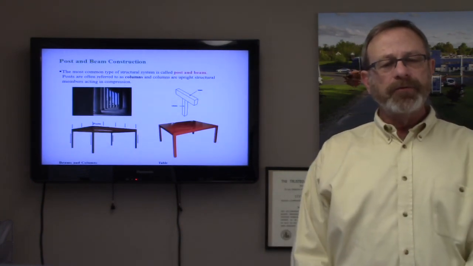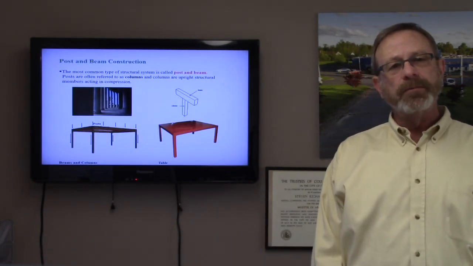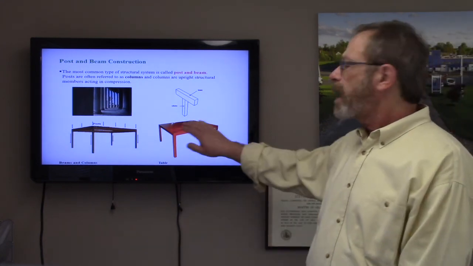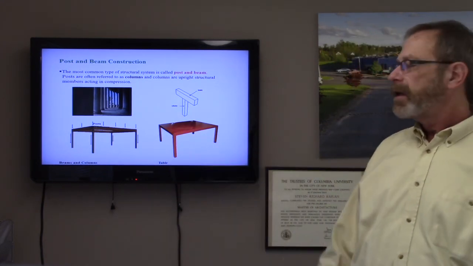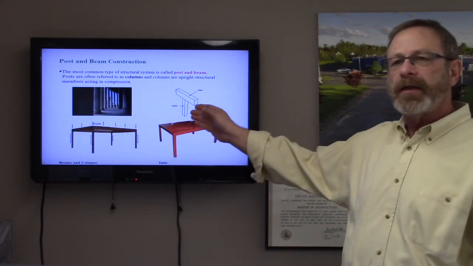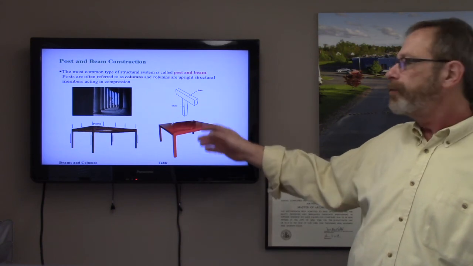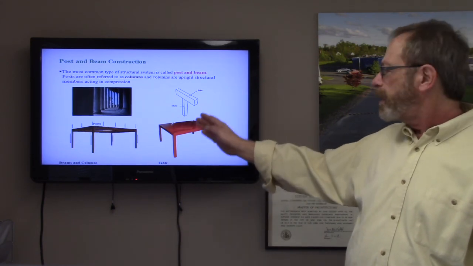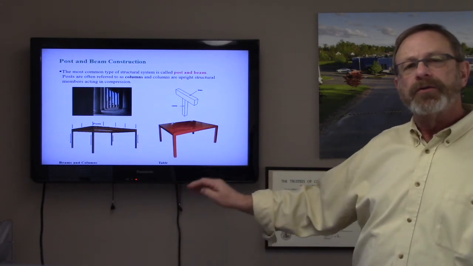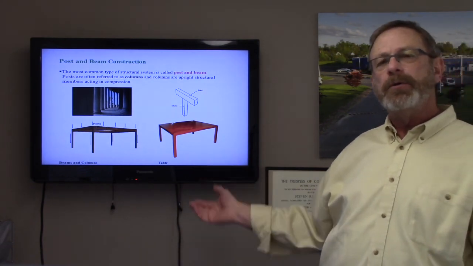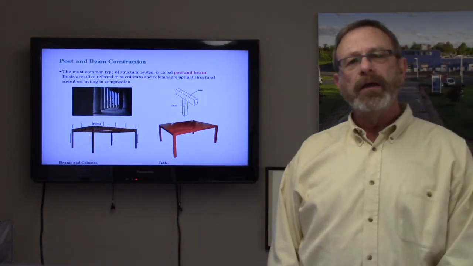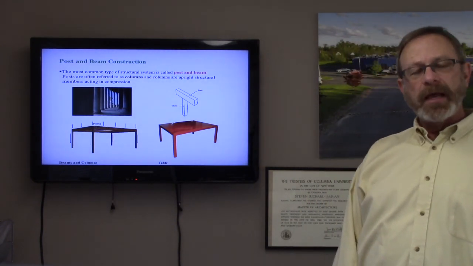The most common type of structural system is called a post and beam. And I like to liken that to a table, where the table top is a floor or a roof. It's supported on 4 sides by beams, and the weight of that tabletop or floor or roof on those beams is transferred to the legs or the posts and transferred from there down to the ground. So the ground is resisting an equal and opposite force that is being applied on it from the weight of the table.